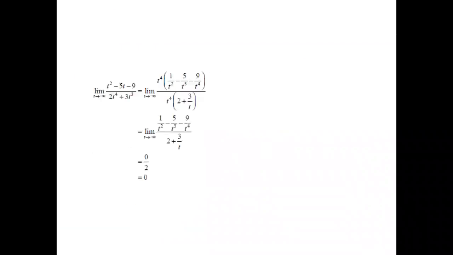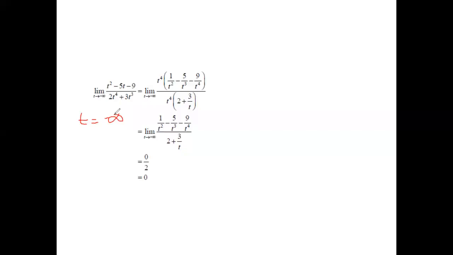So we have to find the limit of t squared plus 5t minus 9 over 2t raised to the power 4 plus 3t cubed, okay? And we have to find the limit as t approaches negative infinity. This is it. t approaches minus infinity. Okay. So what do we do?